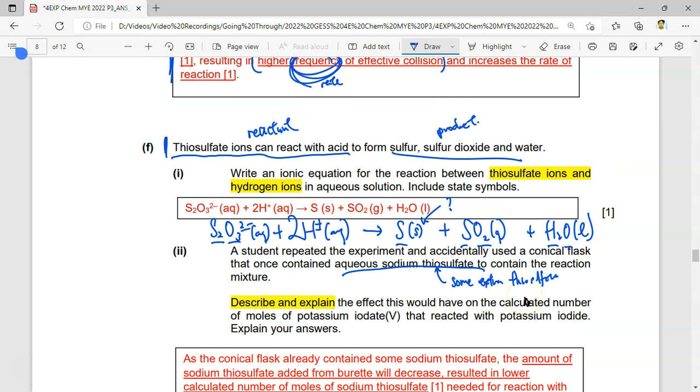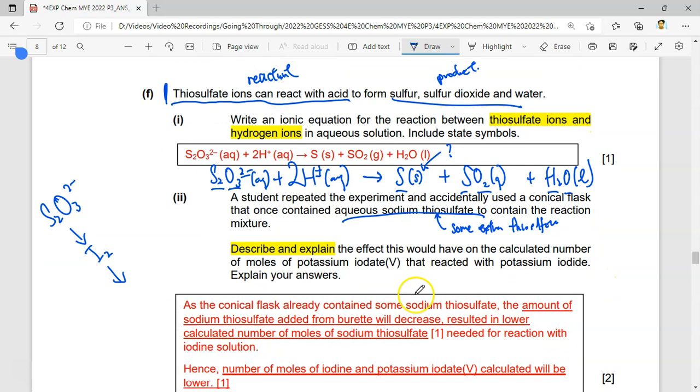So how exactly did the thiosulfate affect it? The S2O3 2- affects my I2 calculated. This I2 calculated will tell me how much KIO3 is present. Correct? So you realize this is the flow that helps you determine, right? So therefore you need to cover all three. Okay? So the question is this. If I already have some thiosulfate present, then how would it affect my burette reading?